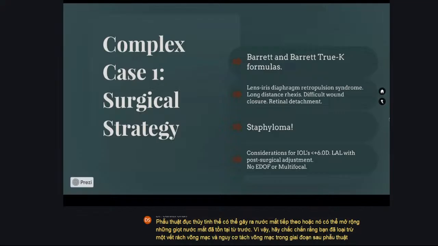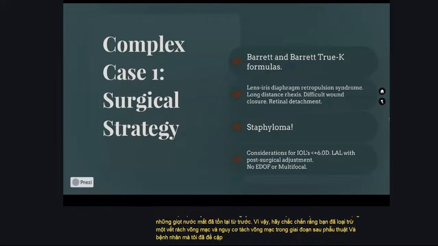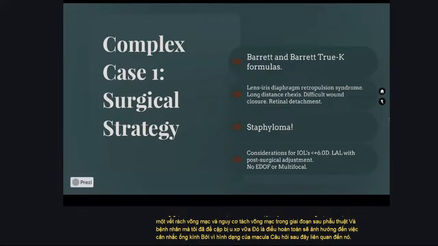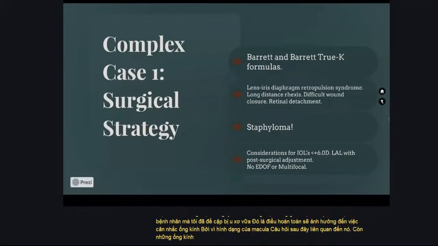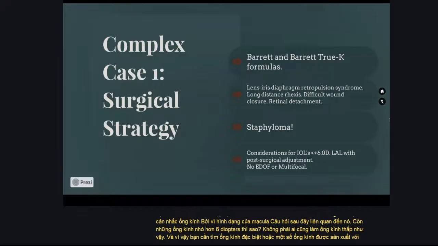Now, this patient I mentioned had a staphyloma. That is something that would absolutely affect lens considerations because of the shape of the macula. So the following question ties into it. So what about lenses that are less than 6 diopters? Not everyone makes a lens that low, and so you need to find special lenses or certain lenses that are made in powers that low, as was suggested for this patient.